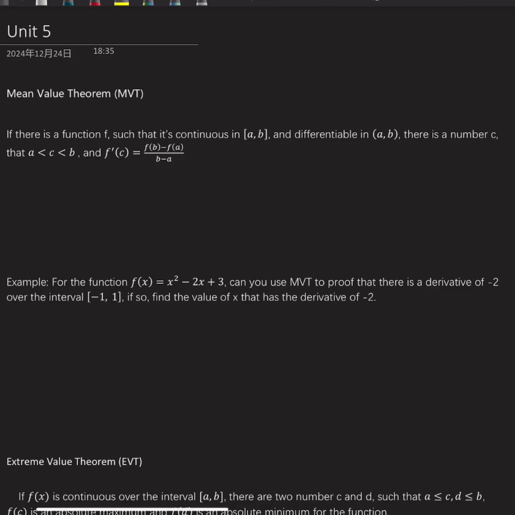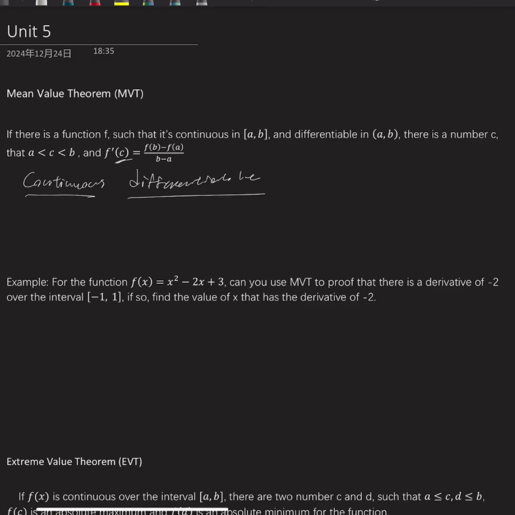So what it means is that if a function is continuous and differentiable, there must be one point c where the derivative is equal to the average rate of change over that interval. Make sure it's continuous and differentiable.